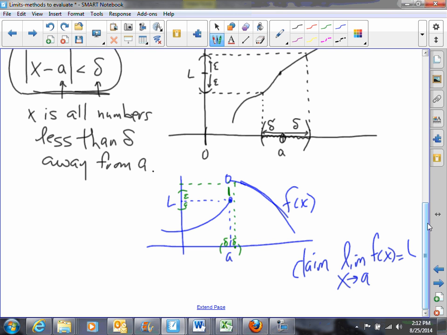Now, I'm going to challenge you to take a look at the definitions for left-hand and right-hand limits, and also for infinite limits, and see if you can reconcile those in your mind. That's a good exercise for you. And that concludes the concepts on 2.4.